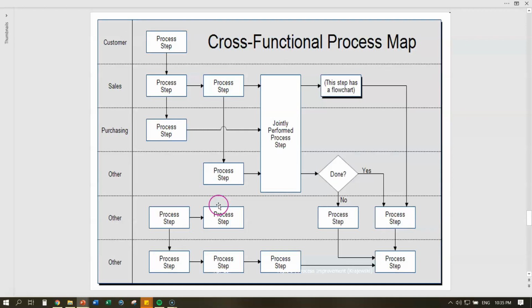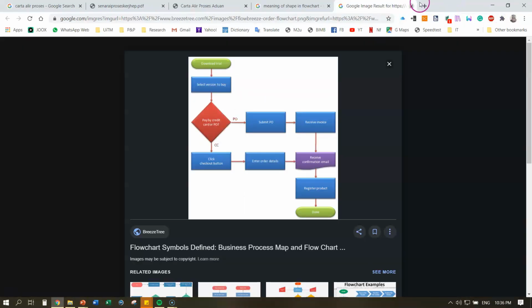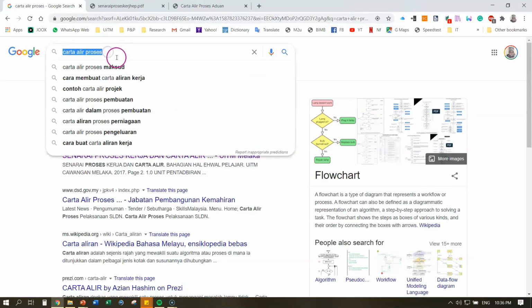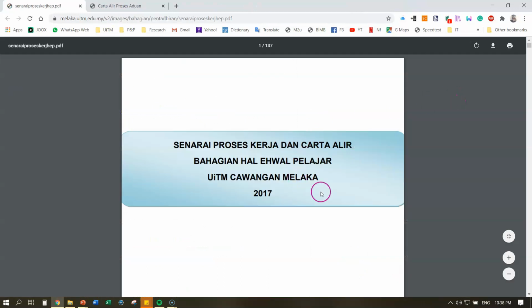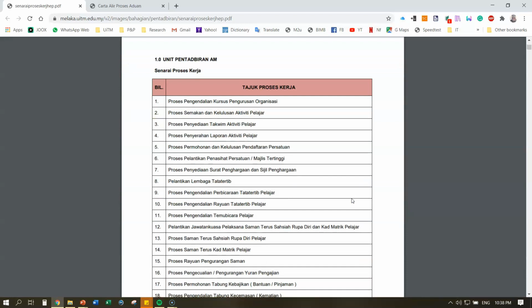Selain daripada proses flowchart yang saya tunjuk ni, there are many example of process flowchart yang ada dekat internet yang boleh you cari. You boleh type dengan perkataan carta ahli proses, so dia akan keluar dalam bahasa Melayu. Contoh kat sini, senarai proses kerja dan carta ahli bahagian hal ehwal pelajar UiTM Cawangan Melaka 2017. So dekat sini ada banyak tajuk proses kerja.